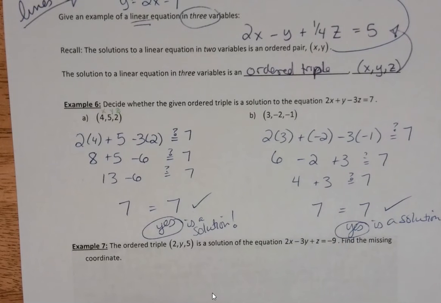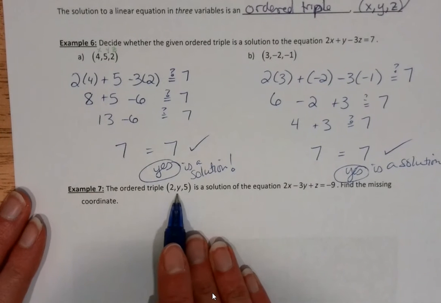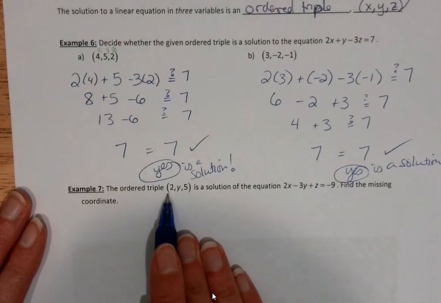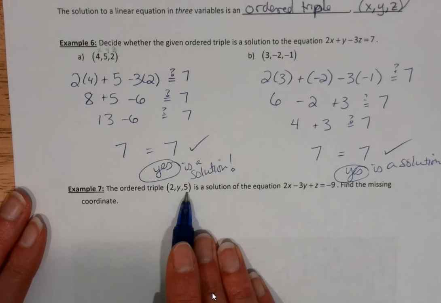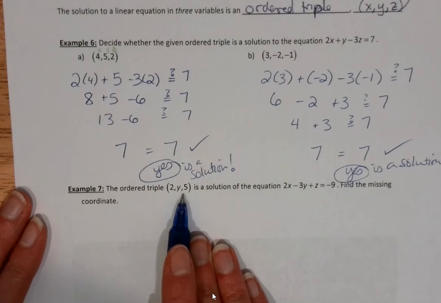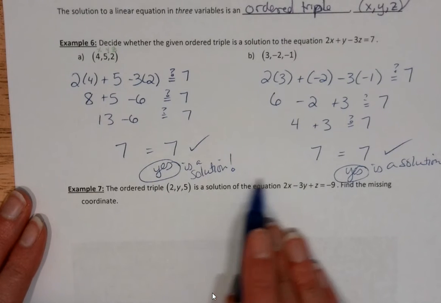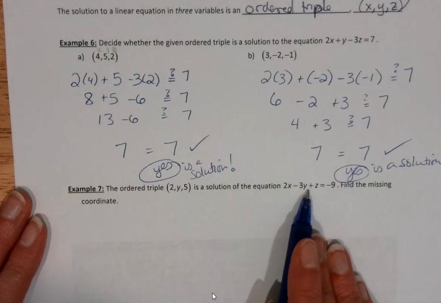In example 7, we have an ordered triple that is missing its middle coordinate. So I know the x value is going to be 2, the z value is going to be 5, but I don't know the y value yet. So my goal is to solve for the y value, given that x is 2 and z is 5. So we're going to plug that in here for our x and our z, and we're going to solve for the y.